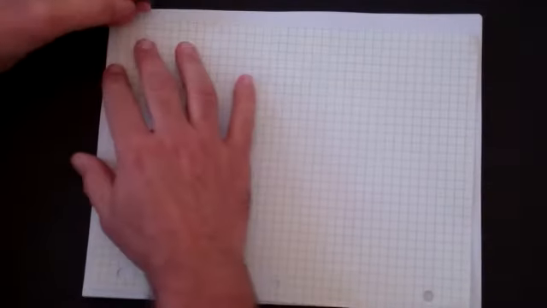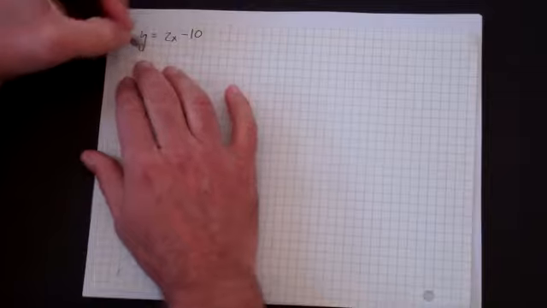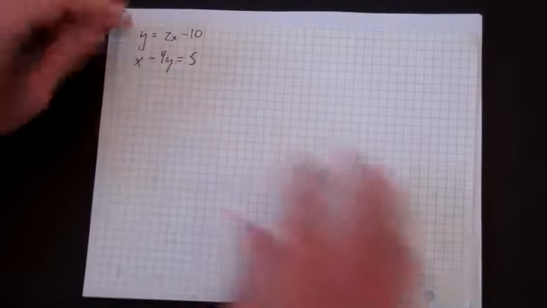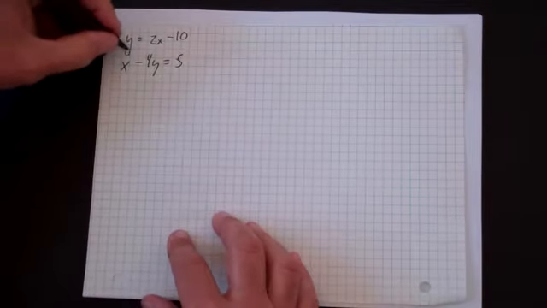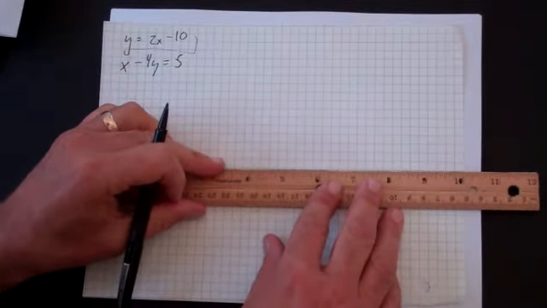Let's do another example. Let's do y is equal to 2x minus 10, x minus 4y is equal to 5. Again, the steps are to graph both of these. Now the first one's fairly easy to graph. It's already written as y equals mx plus b. Let's go ahead and graph that.